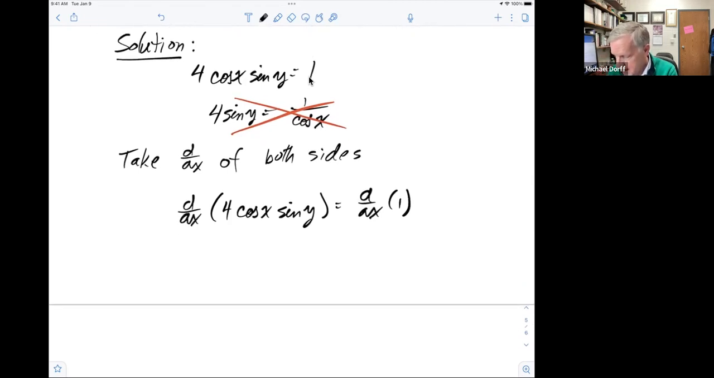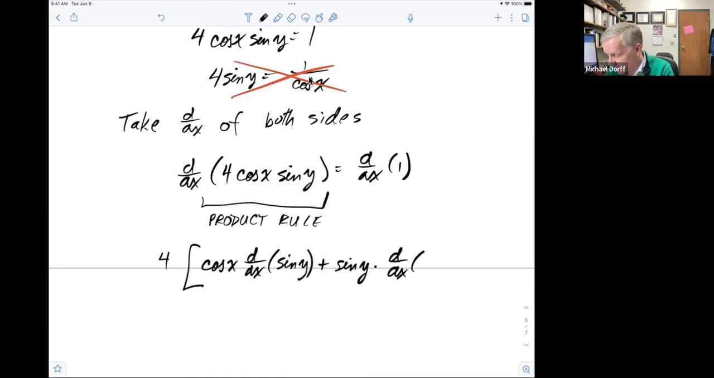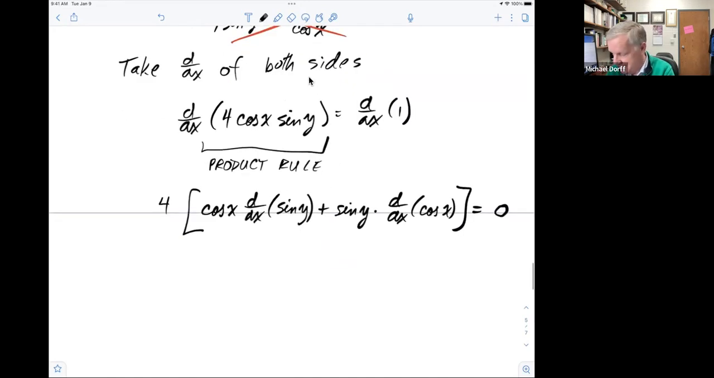Okay, and now when I do this, what do I get on the left side? Well, 4 is a constant, so I don't have to worry about that. I am going to have to use the product rule because I have a cosine and a sine in there. So I can bring the 4 out, and now I'm going to do the product rule on cosine x times sine y. So first times the derivative of the second plus the second times the derivative of the first. And that's what I get on the left-hand side. And on the right side, I get 0 again, not something you haven't seen before.